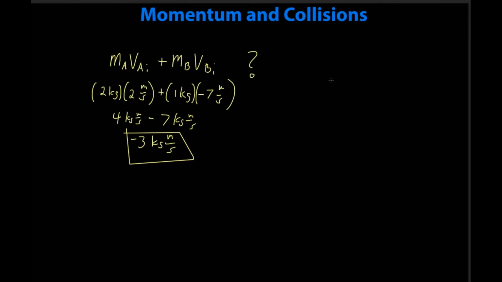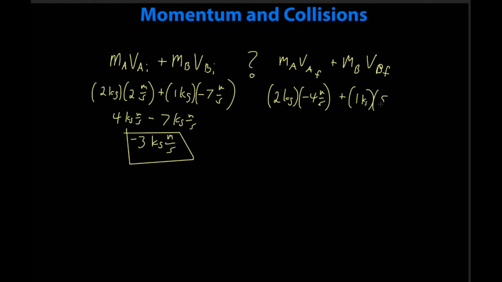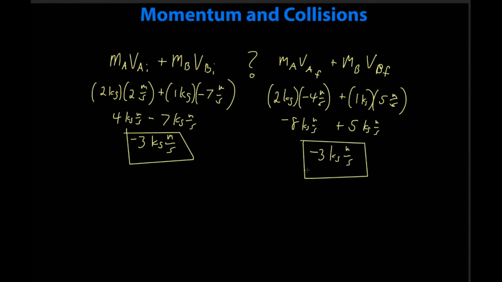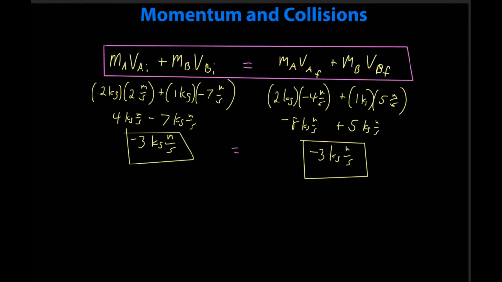Let's see how it compares with the final. Well, for the final momentum, we have mass A, velocity A final, plus mass B, velocity B final. 2 kilograms times negative 4 meters per second, plus 1 kilogram times 5 meters per second. Negative 8 plus 5 kg m/s, which gives me negative 3 kg m/s. So it is identical, which means the initial equals the final. I'm going to hold on to this equation, and let's see if it's true for all three collision types.